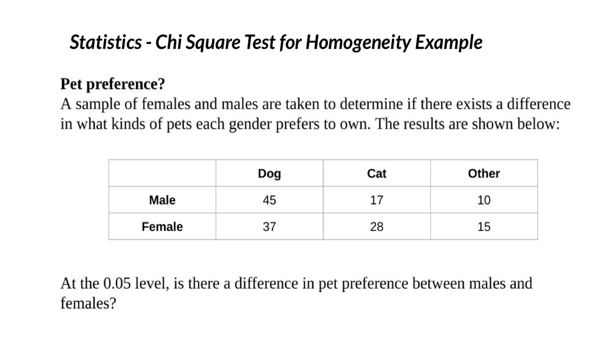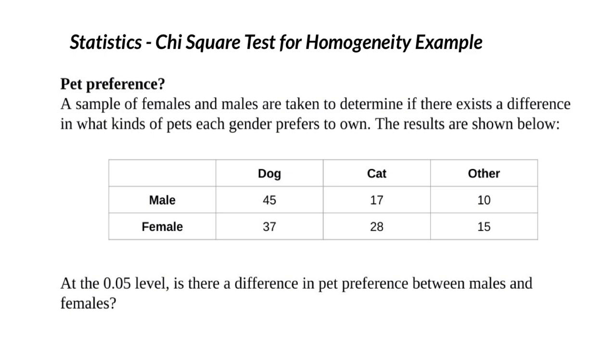A sample of females and males are taken to determine if there exists a difference in what kinds of pets each gender prefers to own. The results are shown in the table below. At the 0.05 level, is there a difference in pet preference between males and females?